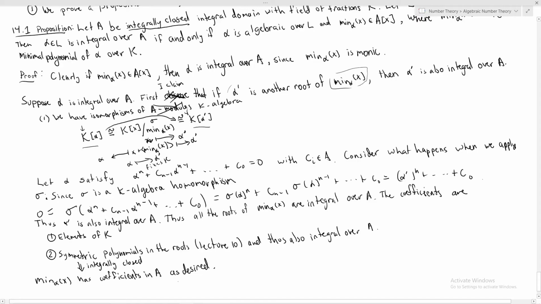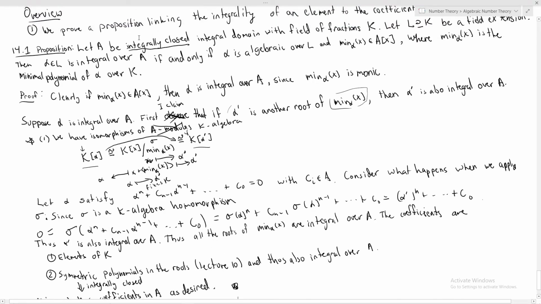So what did we use here? The most useful fact was that we had an isomorphism of K algebras. That allowed us to show that the roots of the minimal polynomial were all integral, therefore the coefficients had to be in A because A is integrally closed. Now, one final remark, just thinking about whether I can relax this condition of being integrally closed.